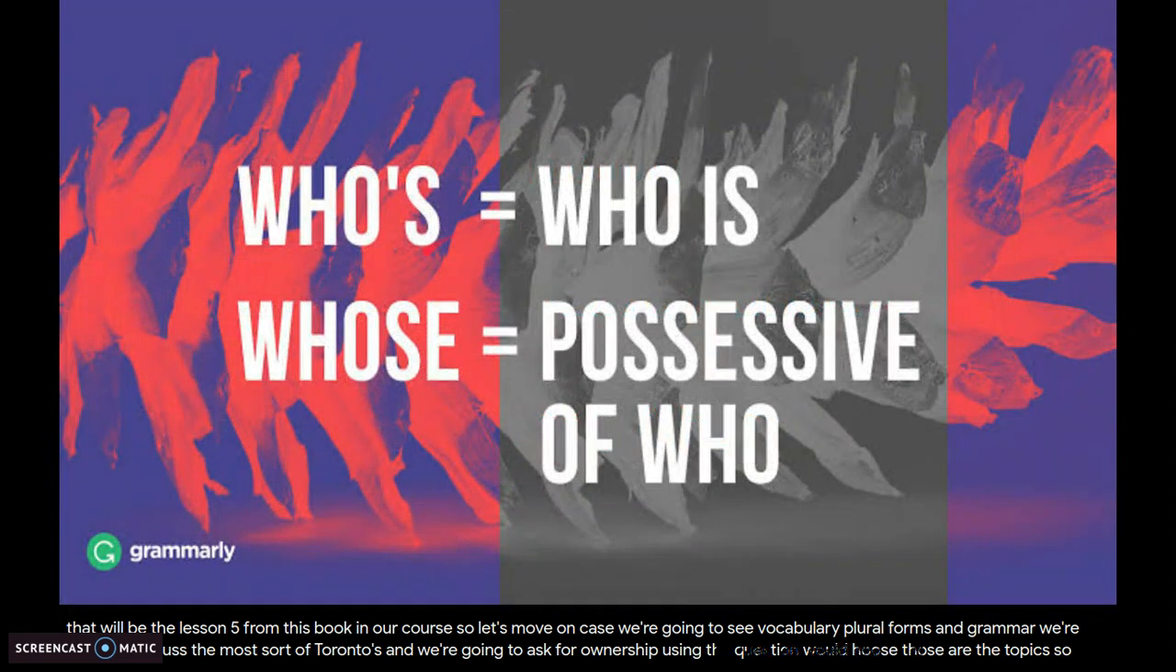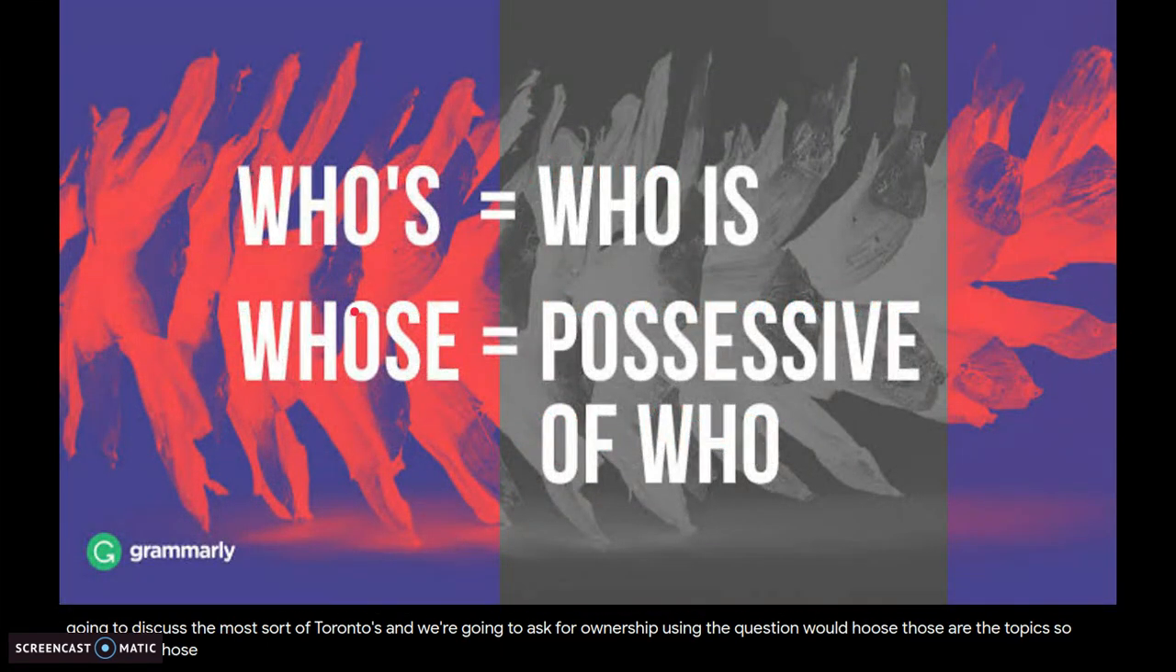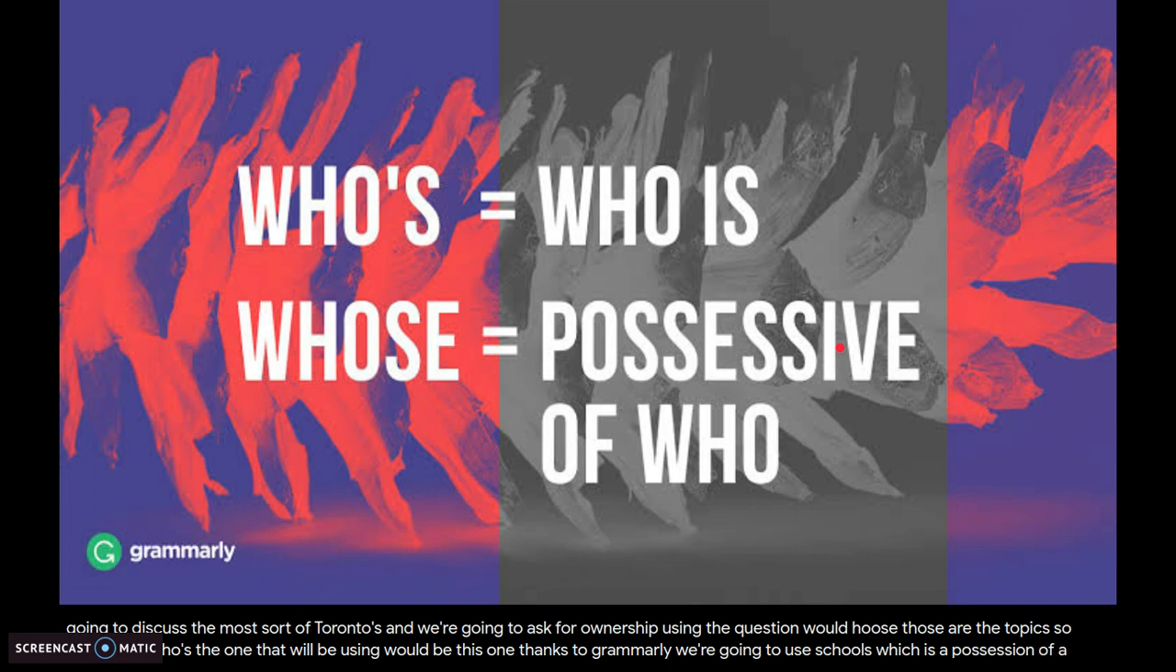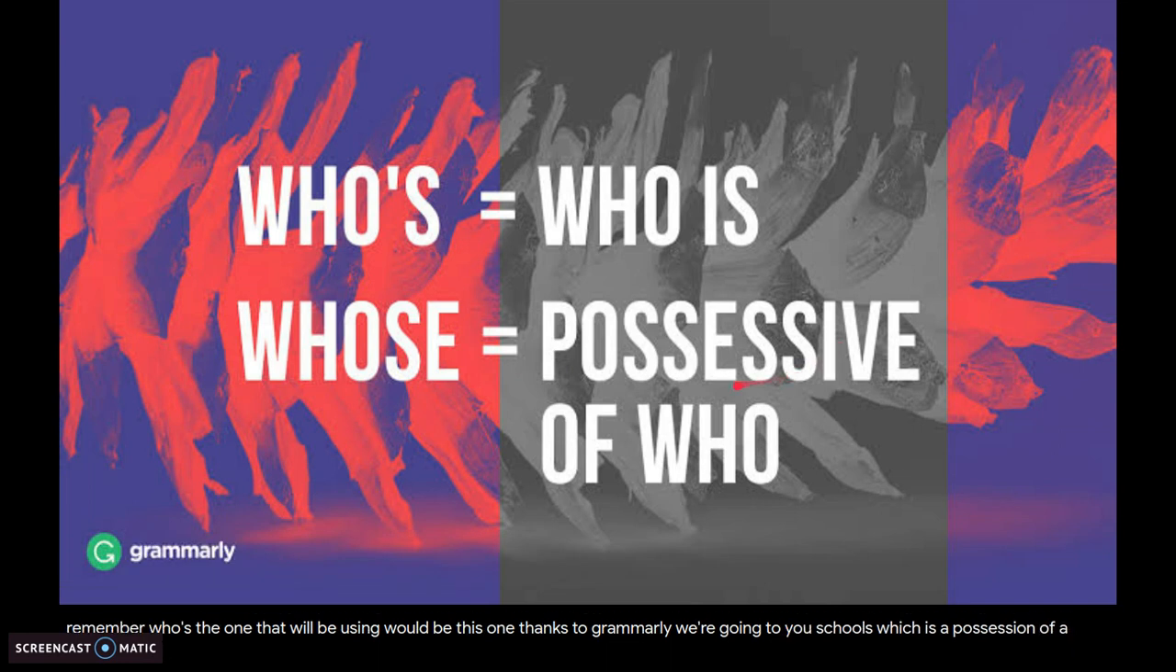So remember, whose, the one that we'll be using will be this one. We're going to use whose, which is a possession of a person. We use possessive. Whenever we answer this, we have two options and it sounds just like who's, with apostrophe s, which is a contraction of who is. So how do you distinguish one from the other?